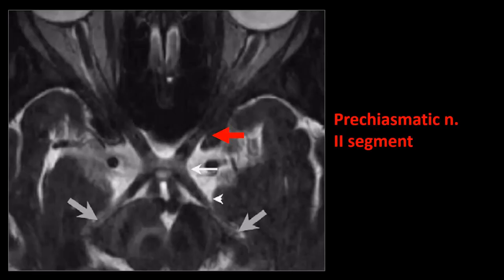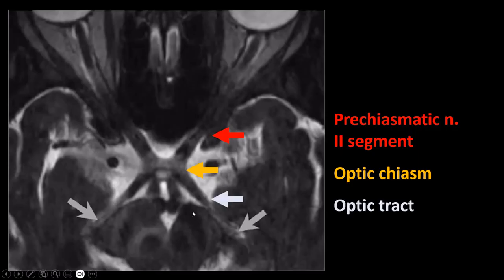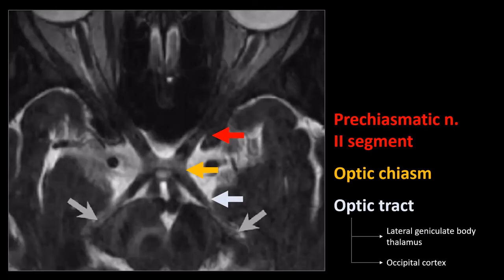Over here we see the prechiasmatic segment of the optic nerve, so the segment that is located beyond the optic canal right in front of the optic chiasm. Over here we have the optic chiasm, and this here is the optic tract, which sends fibers to the thalamus, more specifically to the lateral geniculate body of the thalamus. There they synapse, and then we get second-order neurons, which give axons to the occipital cortex.